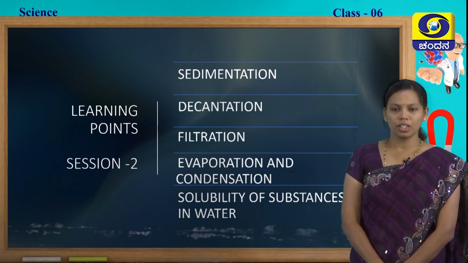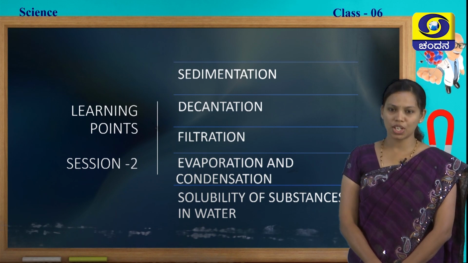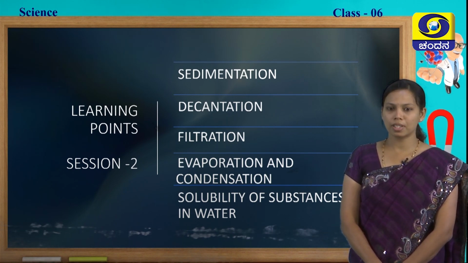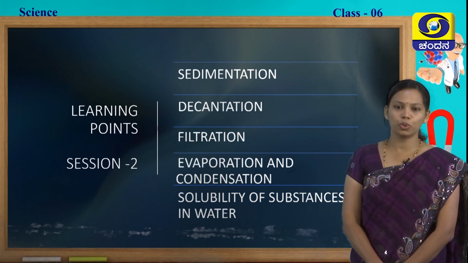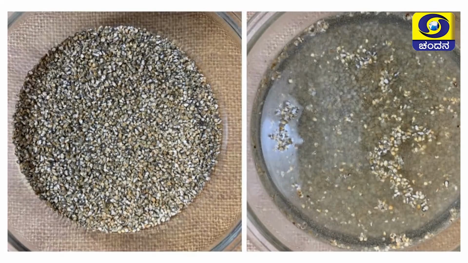In the previous session, we have discussed many methods, that is hand picking, winnowing, threshing, sieving, but in some instances we can't separate the substances using those methods also. At that time, what should we do? We shall see. Look at this picture once. What do you see? It is nothing but the sample of millets which is taken in a vessel.